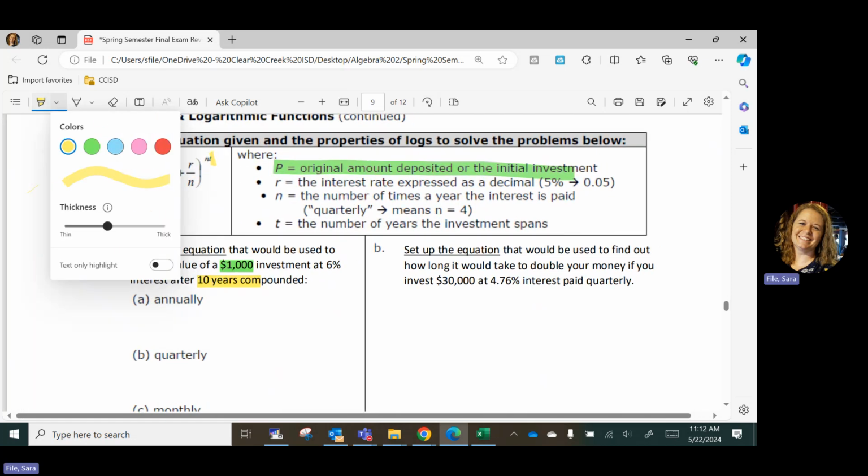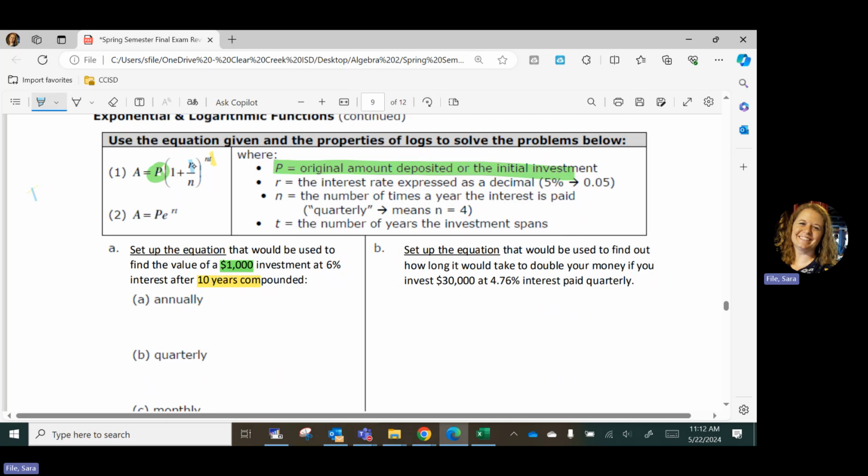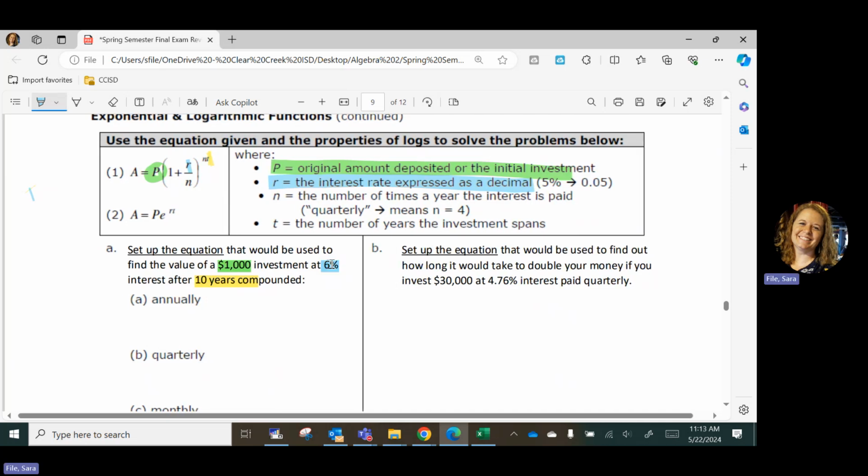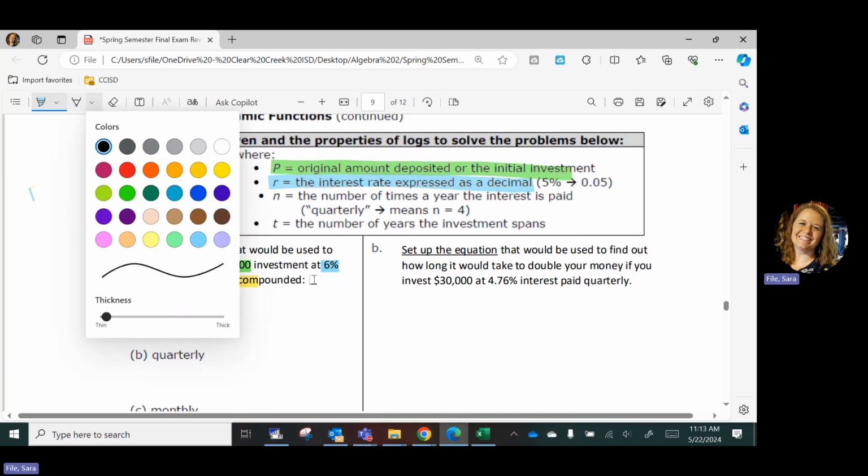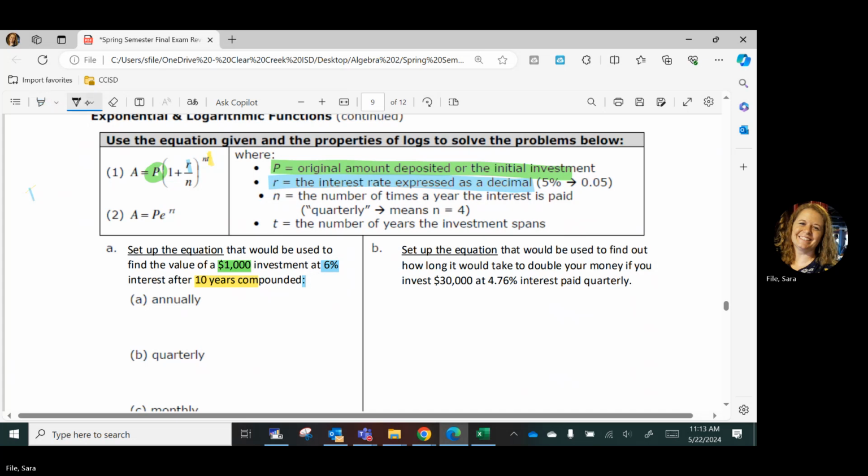And then our rate, our R, is going to be what? If it's 6%, what are we going to write that as? 0.06. You can put 0.06 or just .06. That part doesn't matter if there's the 0 in front of the decimal or not.